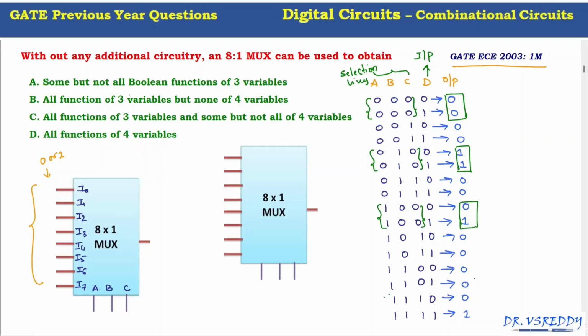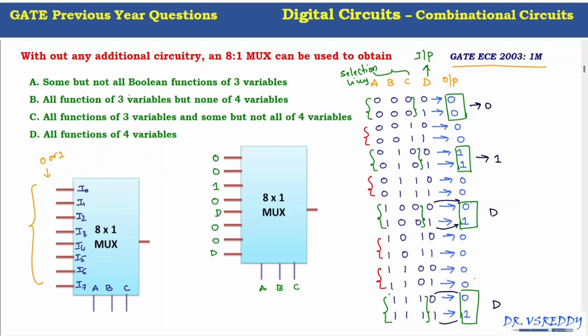In the same way for 1, 0, 0 and 1, 1, 1, the output is 0, 1. For the combination 1, 1, 0, the output is D, because the output is the same as the input. In the same way for 1, 1, 1 also, the output is the same as the input D. So if we consider ABC as the selection lines, for these combinations, to implement the given 4 variable function, the inputs for this 8 to 1 mux are 0, 0, 1, 0, D, 0, 0, D.